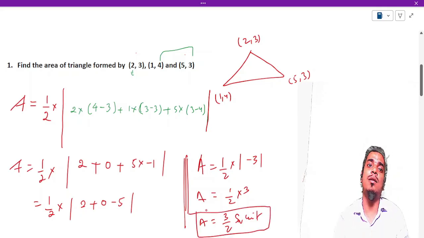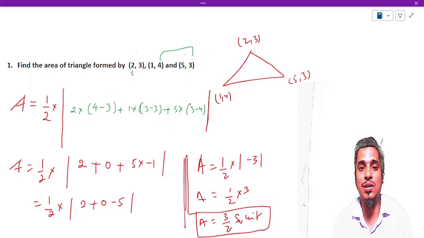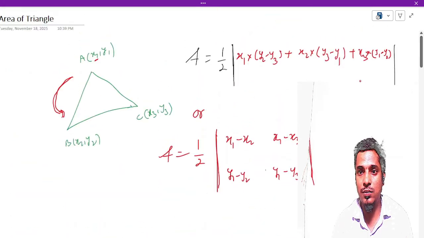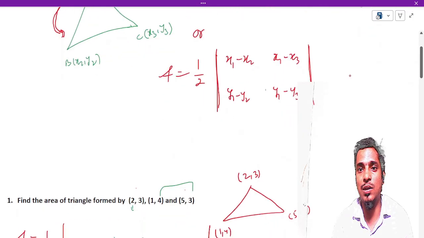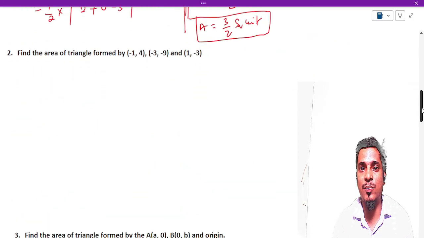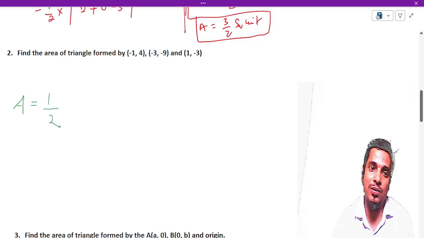So this is the way we can find the area of a triangle when the three vertices are given, with the help of the first formula that I have given. Now let's try to solve the second question with the help of the second formula. You just have to use the formula which is suitable for you, which you find easy to apply. Let's see, I'm finding this with the help of the second method.